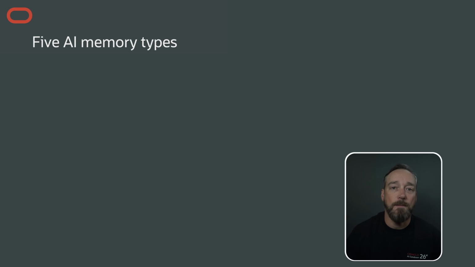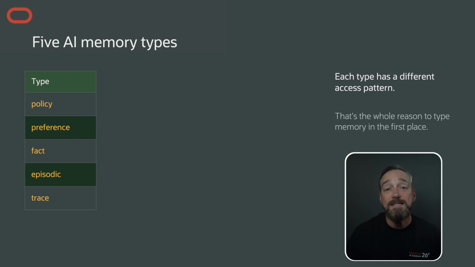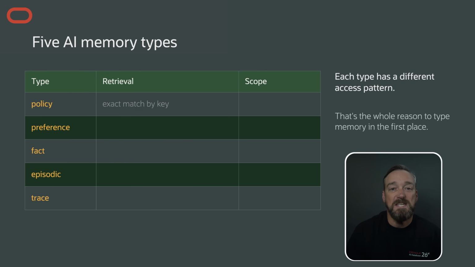So why type memory at all? Because each type has a different access pattern, and that's the entire reason to separate them. Policy is exact match by key. If you run a similarity search against a refund threshold, you'll drift towards something that's close to the rule instead of what the rule actually is. And that's the worst failure mode in this whole space, and it's why policy never goes near the vector index.